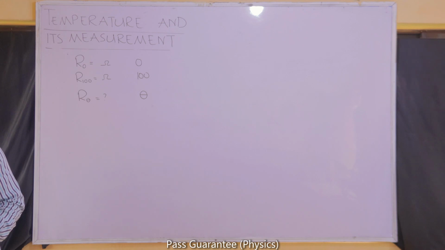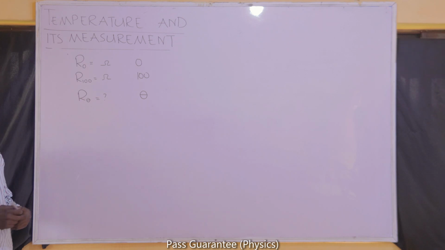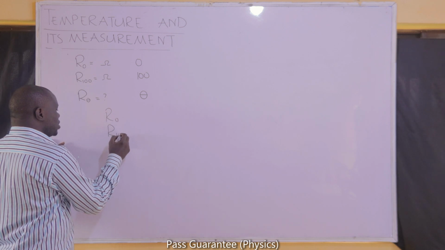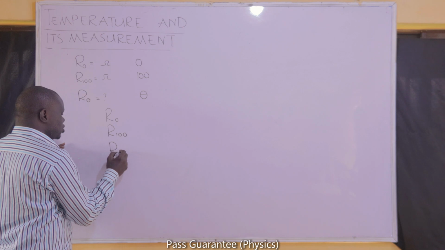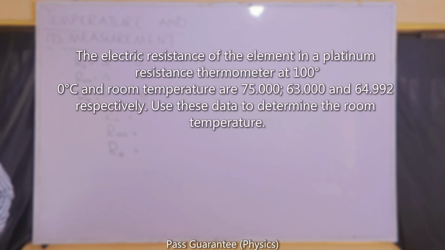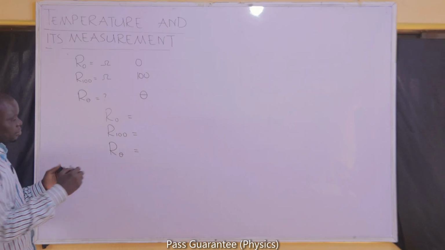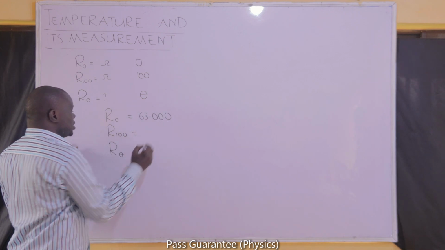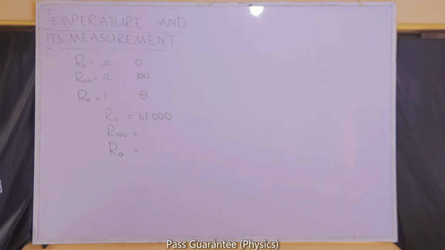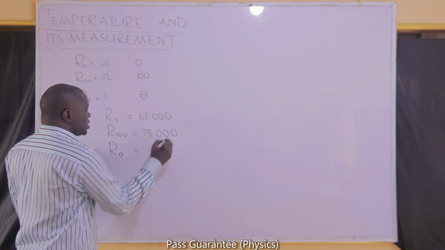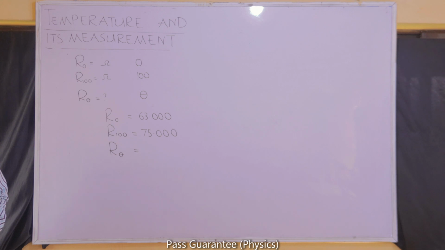At 100, 0, and room temperature the resistances are 75, 63, and 64.992. The resistance at 0, the resistance at 100, the resistance at room temperature. They did not give me the room temperature, so I will represent it with theta. The resistance at 0 is 63.000. The resistance at 100 is 75.000, while the resistance at the room temperature is 64.992.